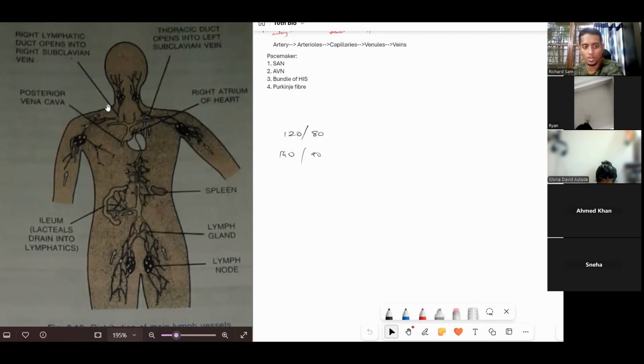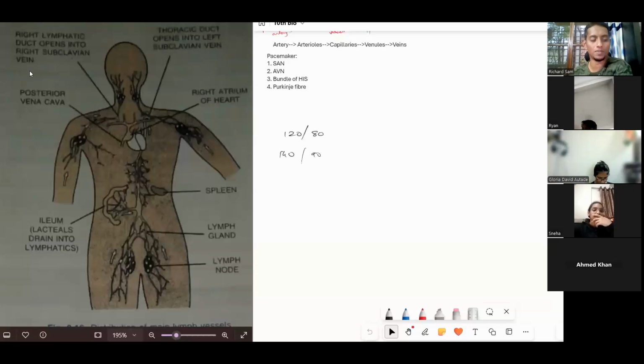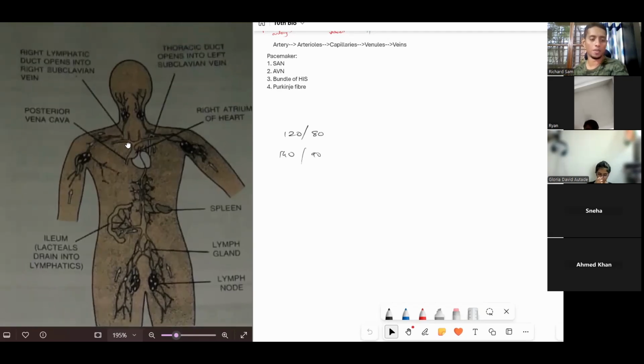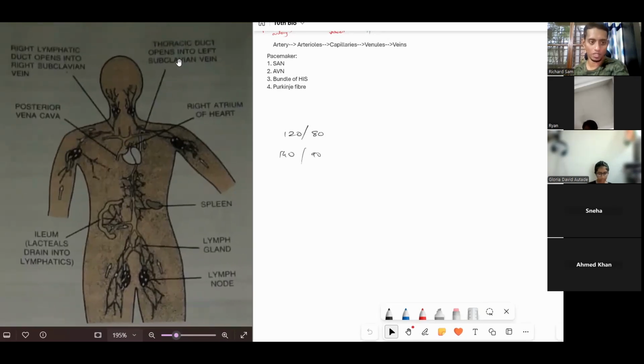The lymph vessels join back close to the heart, near here, see anterior. This is the anterior or the superior vena cava. So just over there, you can see the right lymphatic duct opens into the right subclavian vein. Okay, that's a major vein, subclavian vein. Just over there, it joins back into the circulatory system. Thoracic duct opens into left subclavian vein. Okay, so there's another lymph vessel from this side also joining. So from both sides, you can see lymph vessels are coming and joining.